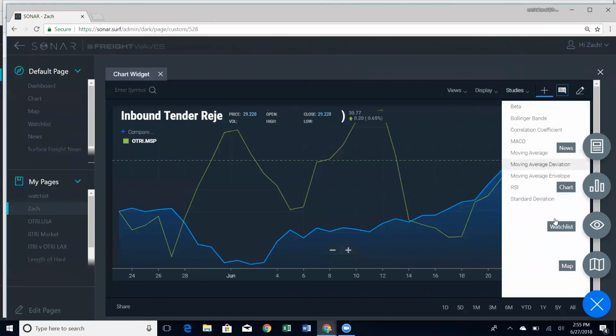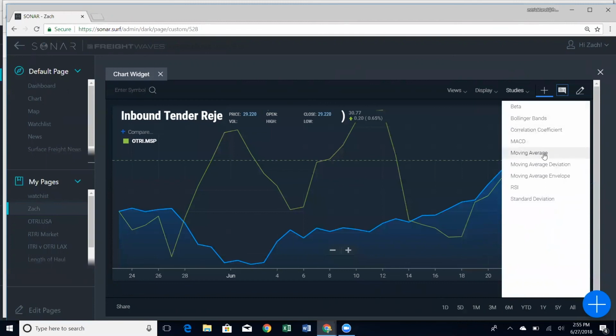You can run moving average lines, a very popular one, to see the average of the time frame you're looking at from a tender rejection index standpoint. That's probably the most popular one in that set.